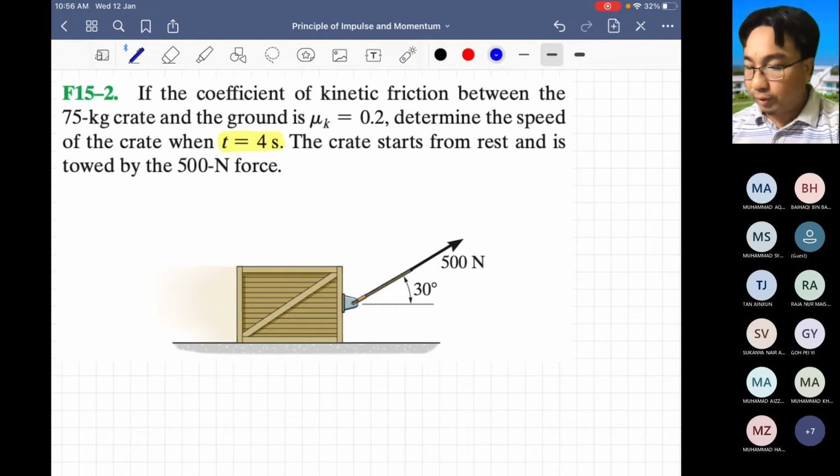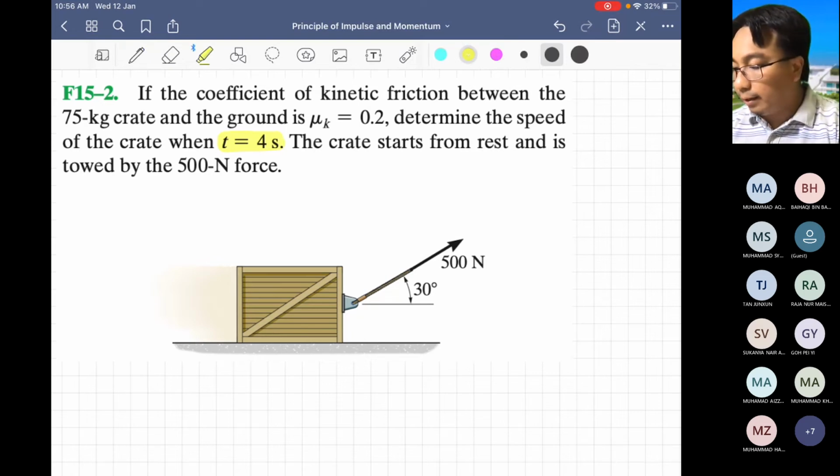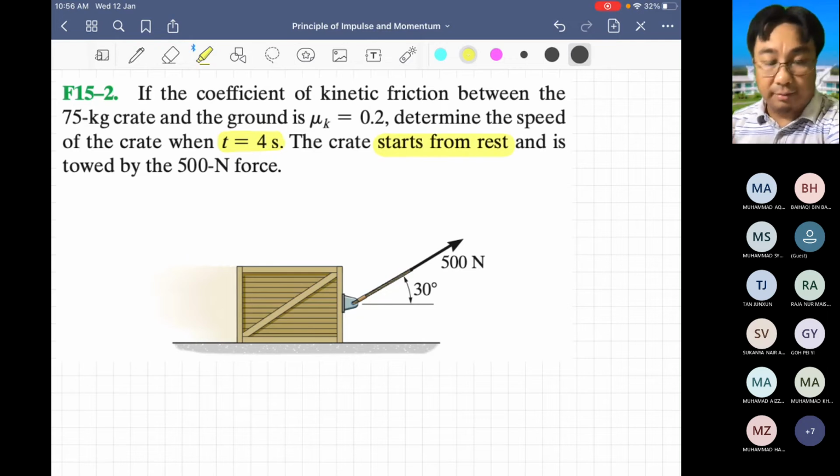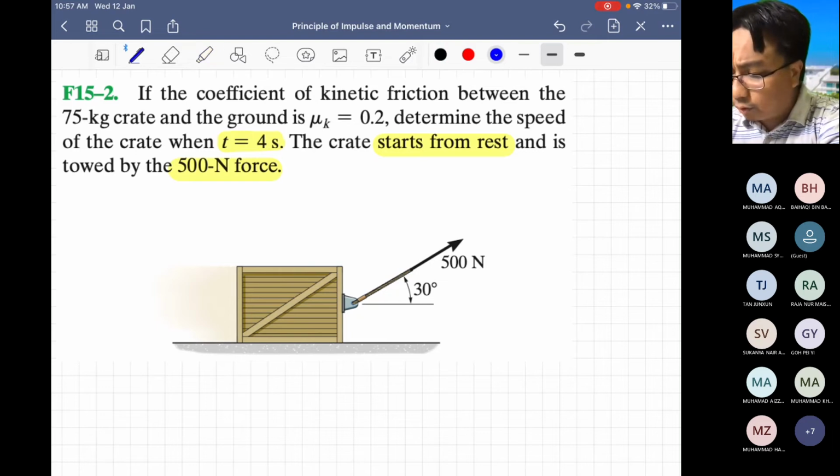Alright. Any question? Okay, no question. Very good. So sekarang ni masih juga ada a few things that we need to understand from the question. Dia kata the crate starts from rest. Okay, start from rest. This shows something, and is towed by 500 Newton force. So maksudnya ada force 500 Newton menarik crate ini. So the first thing to do, let's draw the free body diagram.